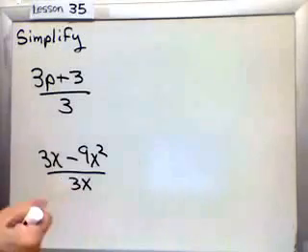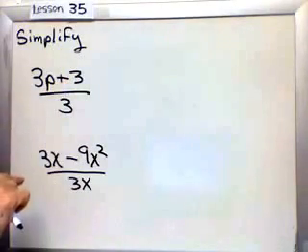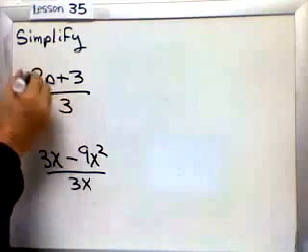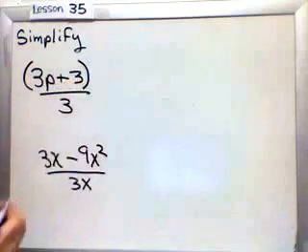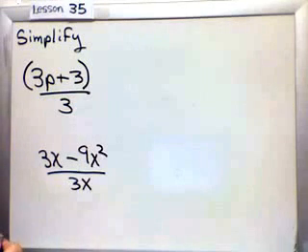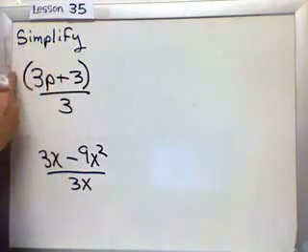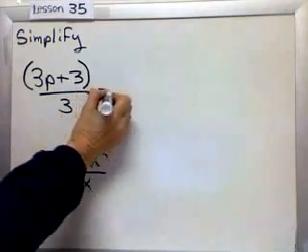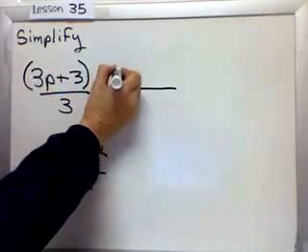Okay, 2 more examples. Now, can I reduce that 3 with that 3? Oh, I hope you said no. If there's an adding or subtraction in a fraction, you have to put a grouping symbol around the whole thing. Now, the only way you can reduce this is if you can factor something out of the top first. Well, I hope you notice that both of these have a common factor of 3.